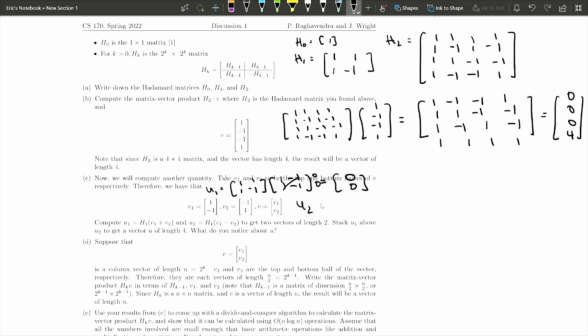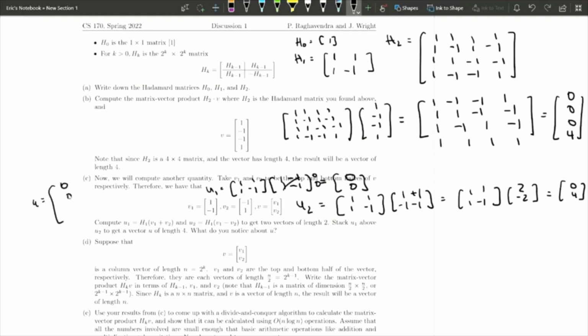u2 is 1 plus 1, and then minus 1, minus 1. So that's 2 and negative 2. And what do we get? We get 0, 4. So it says stack u1 and u2 together to get the vector u of length 4. So u is 0, 0, 0, 4.